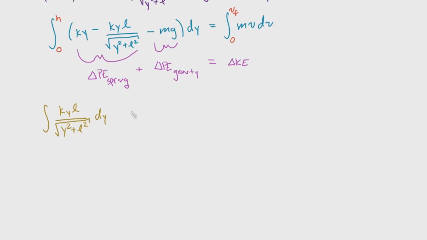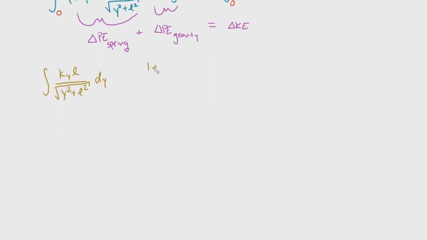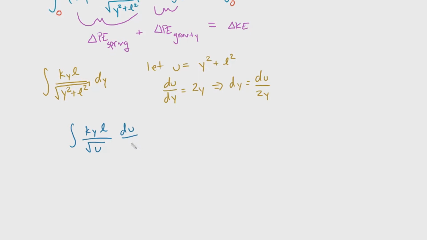So to take the integral of this, all we have to do is some u substitution. So we can let u equal y squared plus L squared, and then we take the derivative of u with respect to y, which gives us 2y, and that implies that dy equals du over 2y. So once we have that, we can plug that into our equation. So we can say that kyl divided by the square root of u times dy, which is du over 2y.